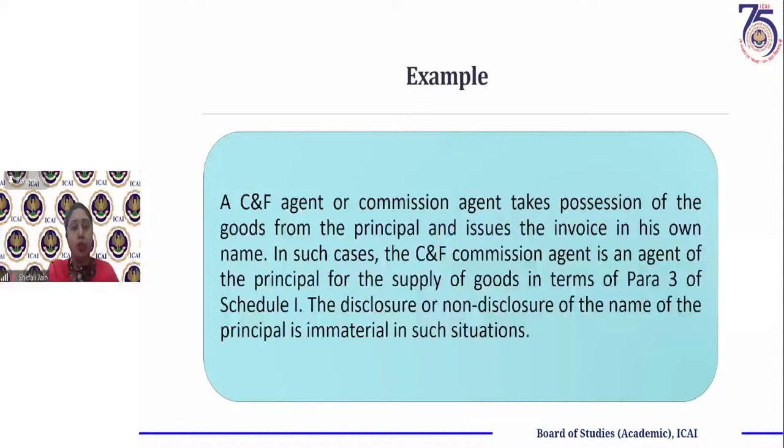Same as this example also, a clearing and forwarding agent or a commission agent takes possession of the goods from the principal. So the principal has given his goods to his commission agent or to his clearing and forwarding agent, and he issues the invoice in his own name. So, who is issuing the invoice? The clearing and forwarding agent is issuing the invoice in his own name. So, in this case also, he will be an agent as per Para 3 of Schedule 1. And any transfer by the principal or supplier to the agent shall be considered as supply.